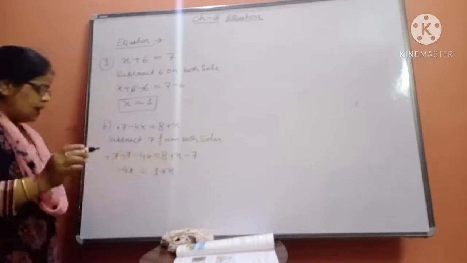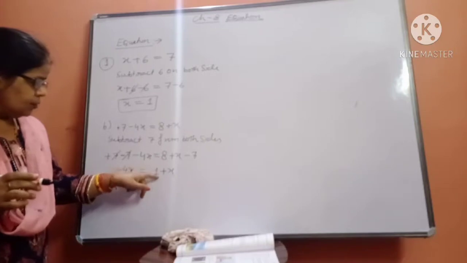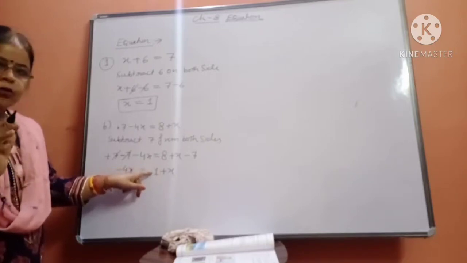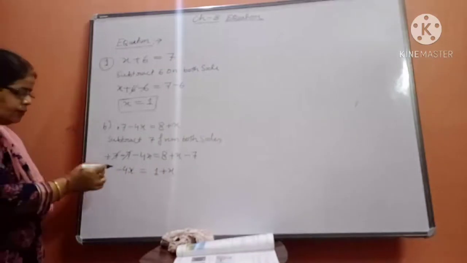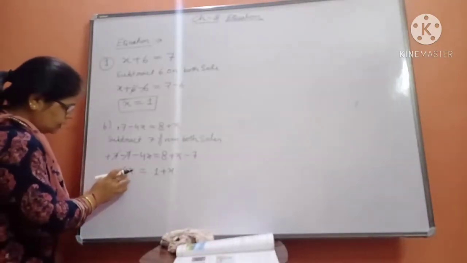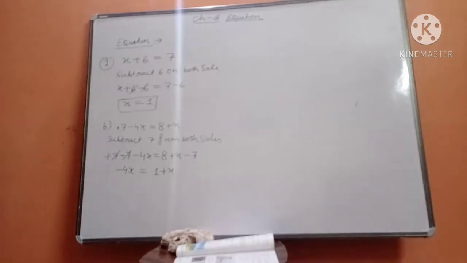Okay, now what will you do? We don't want this 1 here. So it is plus 1, so what will you do? Subtract 1. See now. First of all, remove this 1. How will you do it? Just see now.